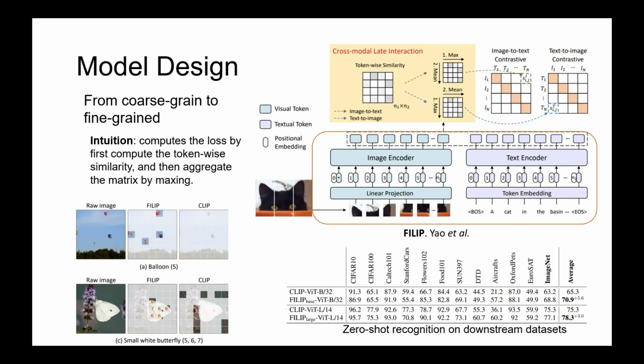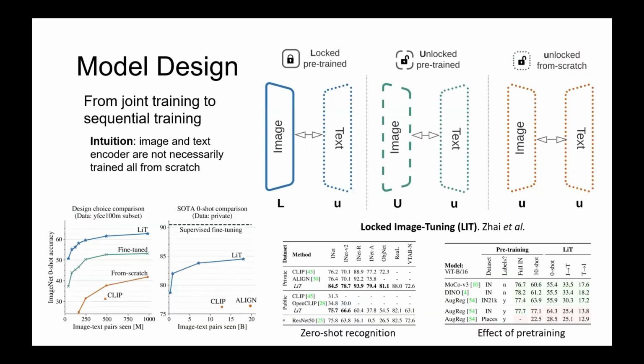As you can see here, given the same capacity, the model pre-trained with FILIP gets a better zero-shot performance. It can be up to 3 points on average. As you can see from the left side, this kind of fine-grained contrastive learning can help the model localize each individual object in the image.